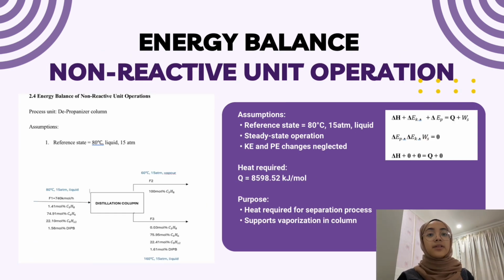Finally, an energy balance was performed for the depropanizer distillation column. The analysis assumes steady-state operation with negligible changes in kinetic and potential energy. The reference state used in this calculation is 80 degrees Celsius. Based on the enthalpy difference between the inlet and outlet streams, the heat duty required for this column is approximately 8,598.502 kilojoules per mole. This heat is mainly used to support the vaporization and separation process inside the column, allowing propane to be separated from the heavier components.